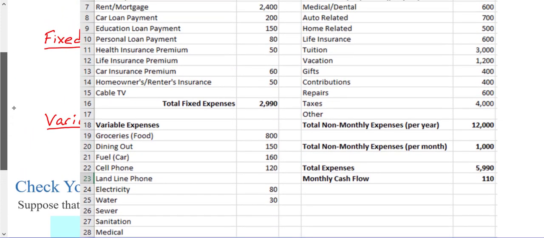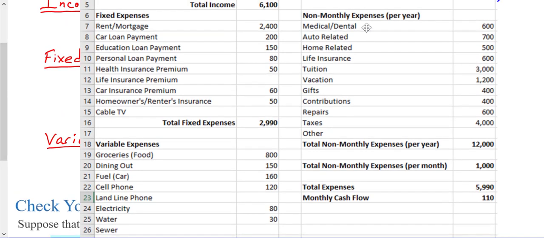Now, on the right side of this cash flow chart is non-monthly expenses per year. So these are expenses that you pay, but not necessarily every month. For example, medical and dental, you don't typically have medical or dental appointments every month. You only pay a certain amount throughout the whole year. Auto-related would fall under there because it could contain things such as car repairs, gifts, tuition. You don't pay tuition every month. Typically, you pay tuition at the beginning of each semester or term.